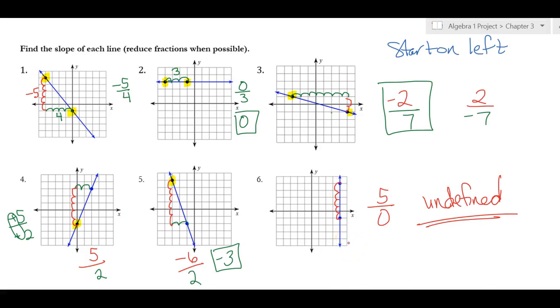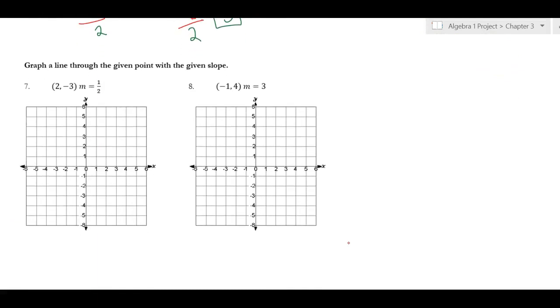Okay, all right, so now let's go to the last type of problem where we're going to graph. Now, in order to graph, you always have to start with the point. So I have to start here. So I'm going to graph the point 2, negative 3, right here. And then my slope is rise over run. So I'm going to go up 1 over 2.